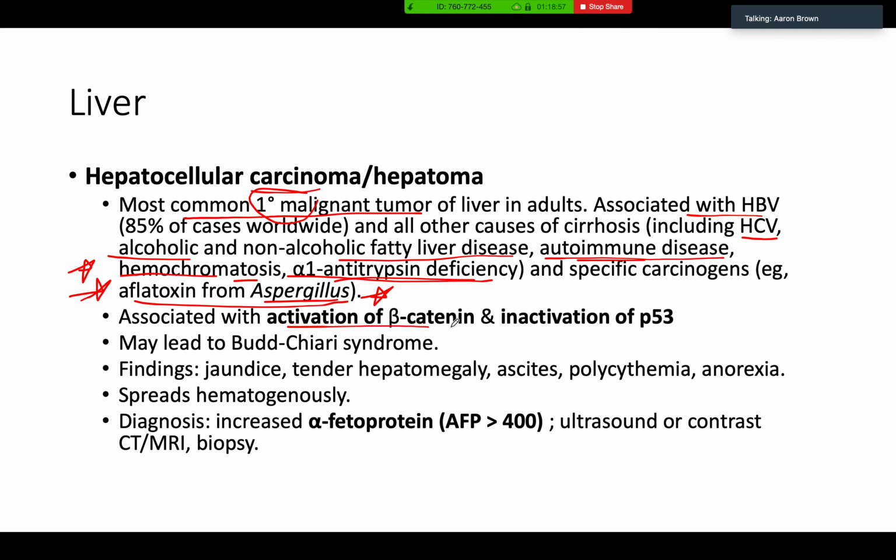Associated with activation of beta-catenin and inactivation of P53. I don't want to spend a lot of time talking about this because I want to move on to our endocrine talk, but I don't like just skipping over things.